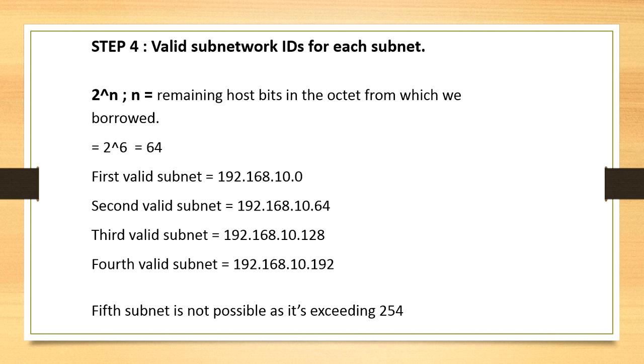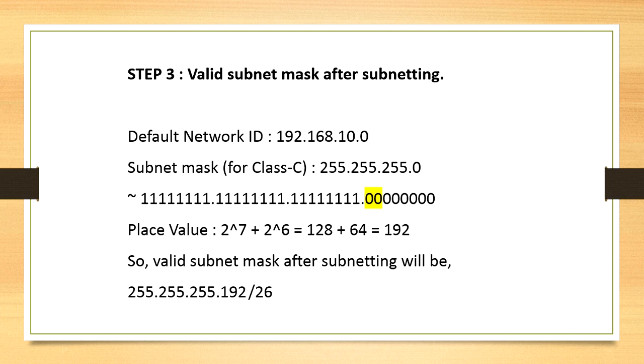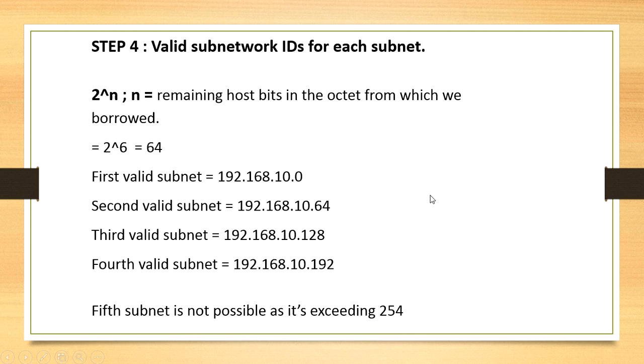The next step is the valid subnetwork IDs for each subnet. The formula says 2 to the power n, where n is the remaining host bits in the octet from which we borrowed. From this octet we borrowed host bits. We have already borrowed 2 bits, so 6 bits remain. So n will be 6 and the total is 64. To find the valid subnetwork IDs, we just need to add 64 to the first one.